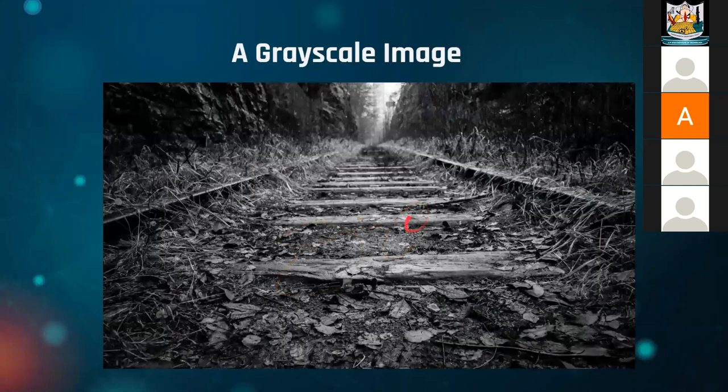Now, this is an example of a grayscale image. You have a black and white image. Every pixel that you see here, what is a pixel? The smallest unit. Every small bit of the image is a shade of gray. It can either be completely white or completely black, and all the other pixels are in between.